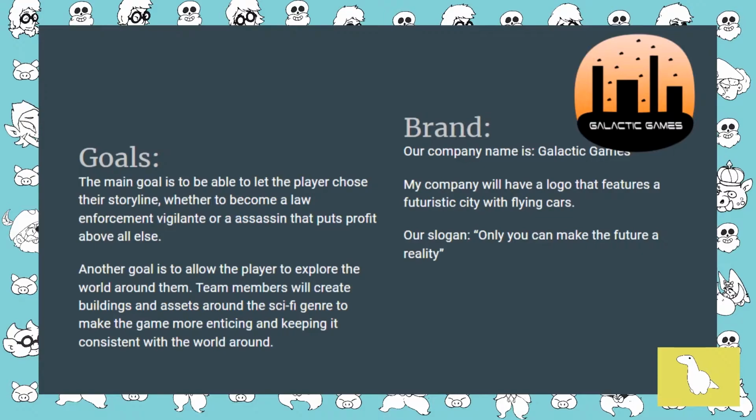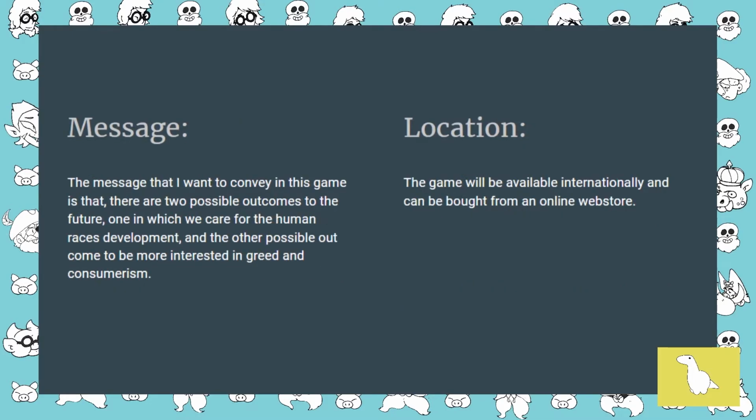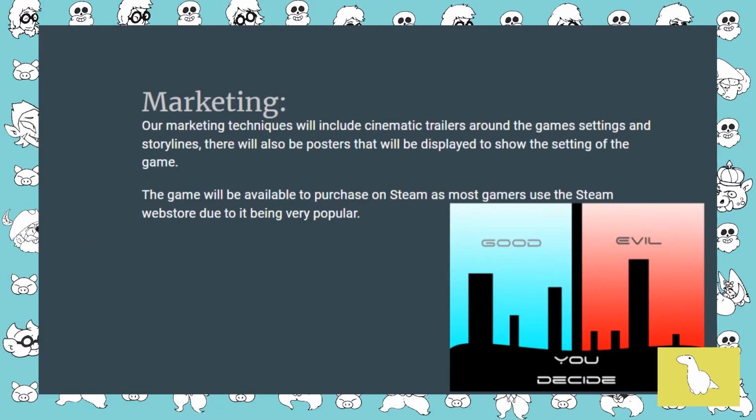They've made a brand, which is fantastic. You've got a slogan to make sure that everyone can follow that particular way forward. Demographic and audience are outlined. They've recognised that the target audience needs to be older in case they have to introduce violent scenes into what they want to talk about. They've got a clear message, and the location is international because of course they're trying to get their game out to as many people as possible. They've talked about marketing and even gone as far as to make a mock-up of their poster campaign. So that is all looking absolutely fantastic.